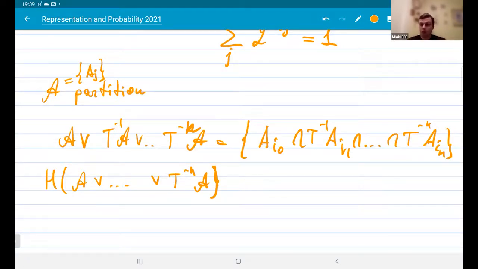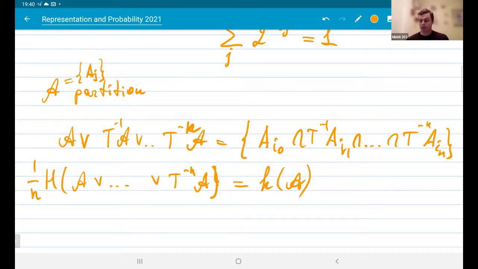But in the general case, this may not be true. I'm sorry. If you have this independence, then this H grows linearly. I'm sorry, it is a logarithmic measure, so it grows linearly. And in fact, one can prove that it grows linearly in any case. And then there exists a limit, which is called H of A.